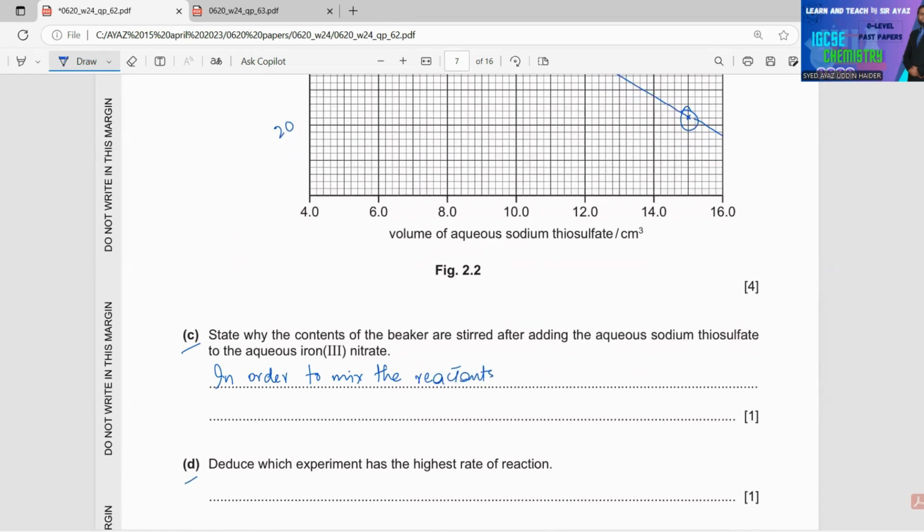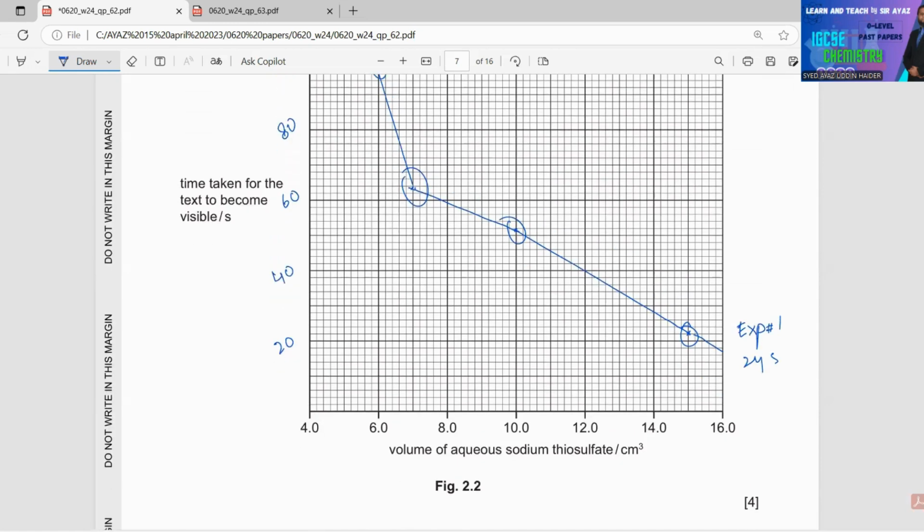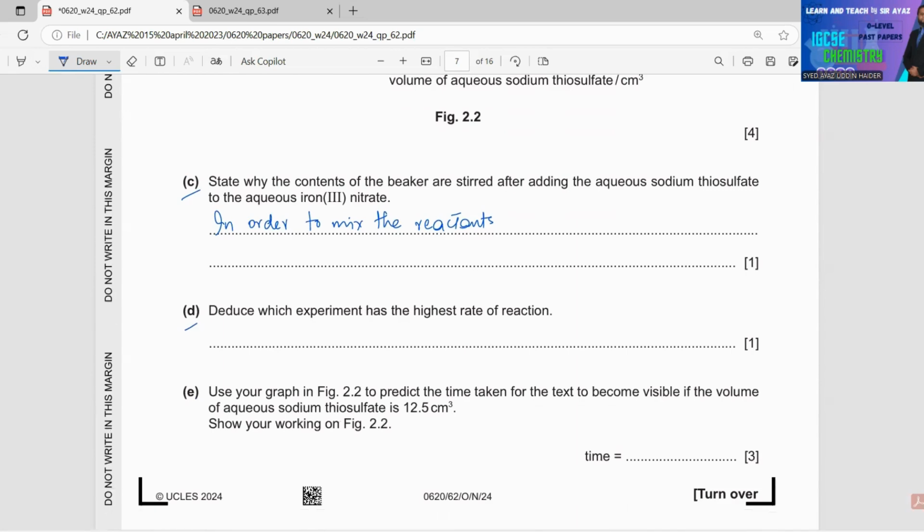D. Deduce which experiment has the highest rate of reaction. If you look at this, this one is experiment 1, and it's taking only 24 seconds for the text to become visible. So definitely experiment 1 has the highest rate of reaction. So you write experiment 1.